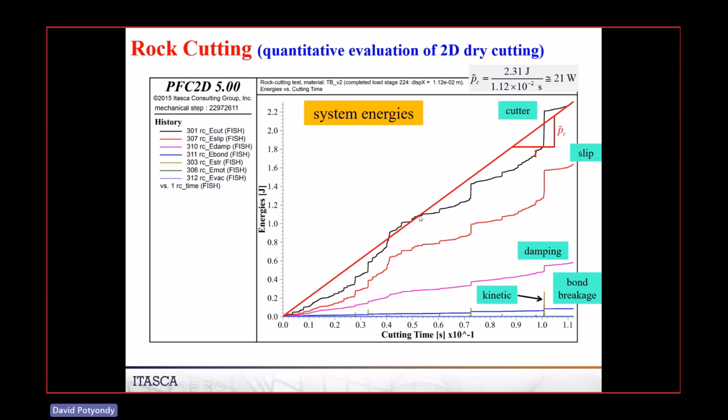This black line is the measured energy input by that wall, because the cutter is a wall and we give it a velocity and we keep on integrating the force that it pushes with over the distance, and that's the work done on the system. So the black one is the work done on the system that we're monitoring. We can get an average work by drawing a straight line. Okay, so 21 watts was put in there. Then we can partition that energy. Where is that energy going?